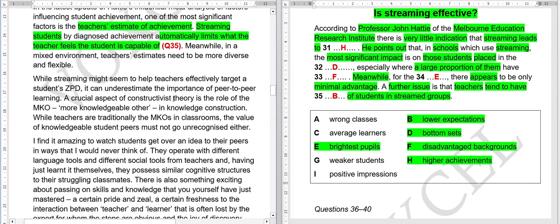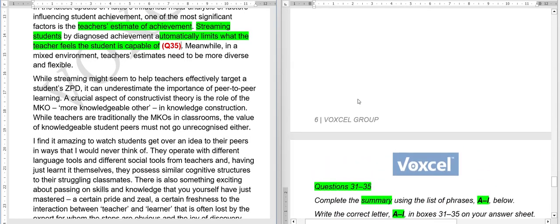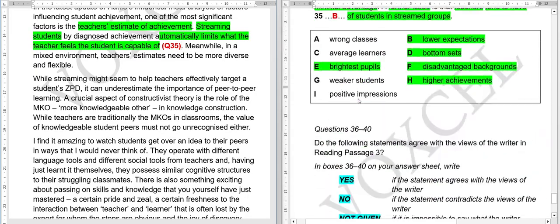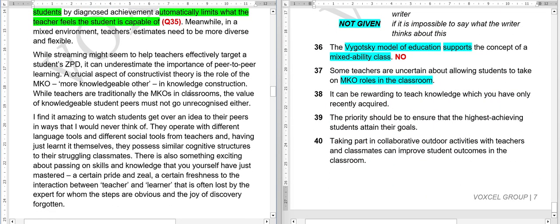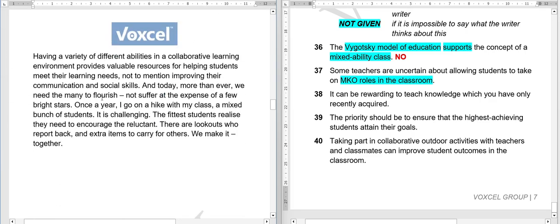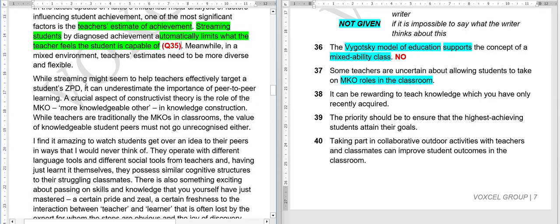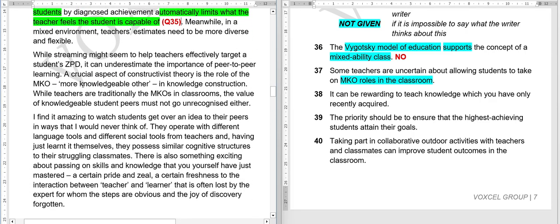Now let's see, we have done 31, 32, 33, 34. All the blanks are done, all the MCQs are done, so we have to only focus now on yes, no, not given. MKO rules we haven't read, so three paragraphs are remaining. While streaming might seem to help teachers effectively target students' ZPD, it can underestimate the importance of peer-to-peer learning. Now we're talking about how streaming can help teachers effectively target students' ZPD.